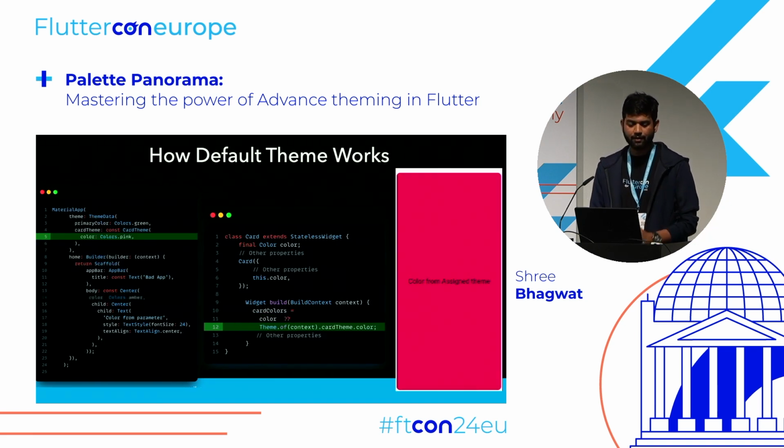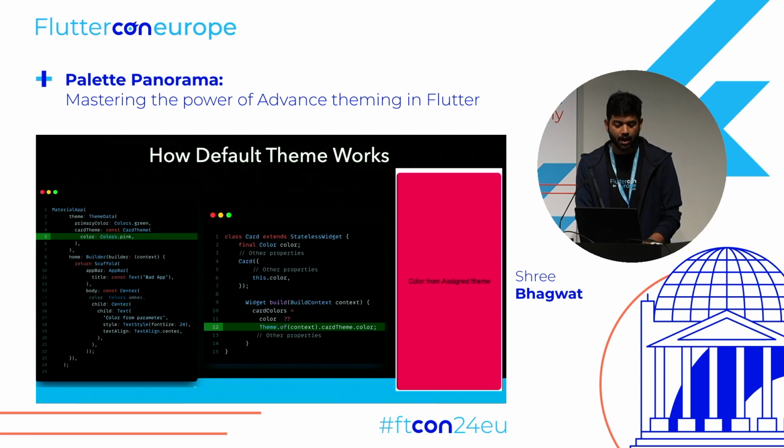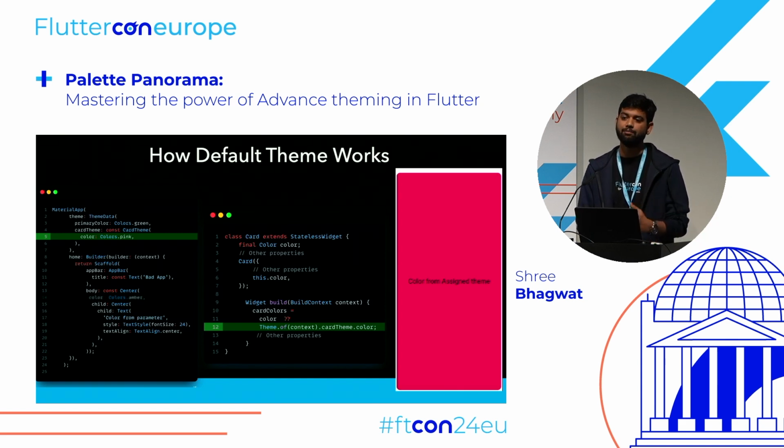But let's say while defining the theme data, I pass the color as pink, and then I don't pass the amber color when I'm initializing the card. Then instead of taking the card color that I was passing, it is taking the default color that I've given to my theme data. So this is how a theme data works in general. We can create a theme data, and whenever you're not passing any property to a widget, it will use the default theme that you have created.